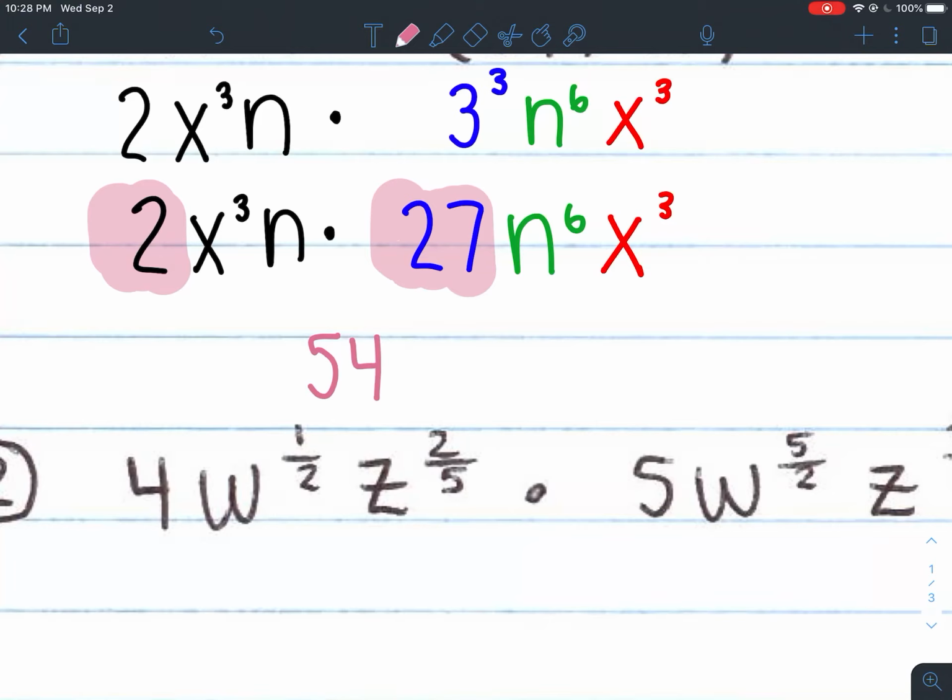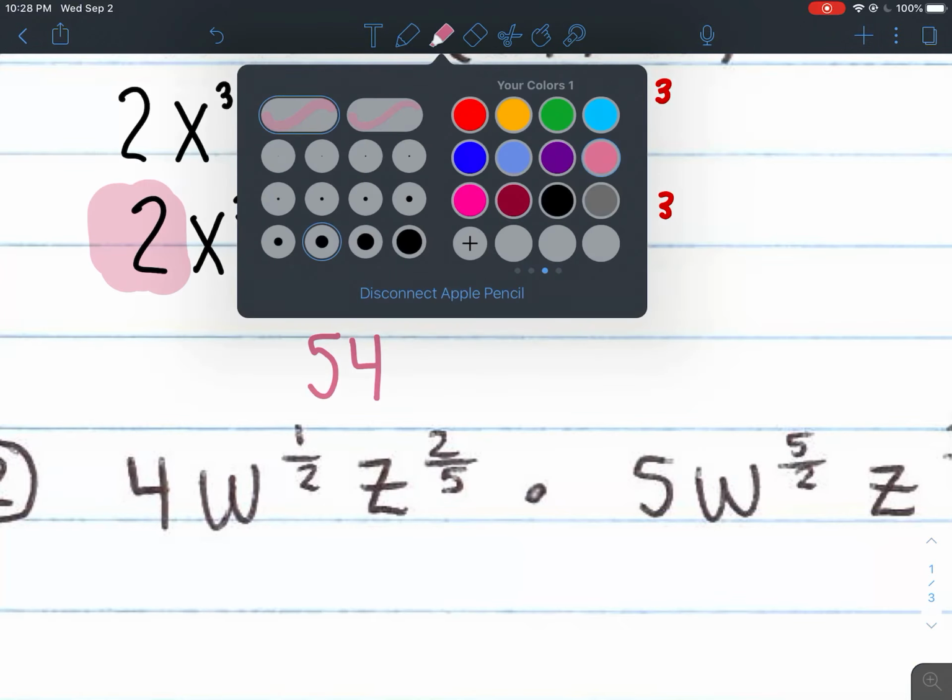Okay, so I get 54. 2 times 27 is 54. And I would double check that in my calculator, so I'm not going to go crazy. 27 times 2, yes. Okay, so I get 54. And then I'm looking for other like bases.